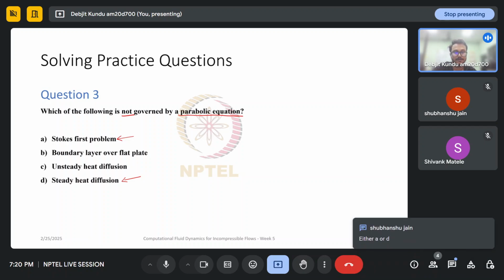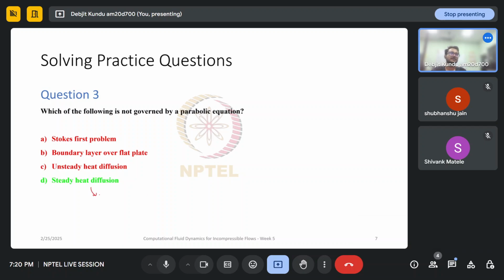Let's take a look at, okay, either A or D. Okay, let's take a look at the solution. It's actually option D, steady heat diffusion, which is an elliptic problem. So basically, I have the Laplacian of T being equal to 0. The other problems, they are all parabolic equations.